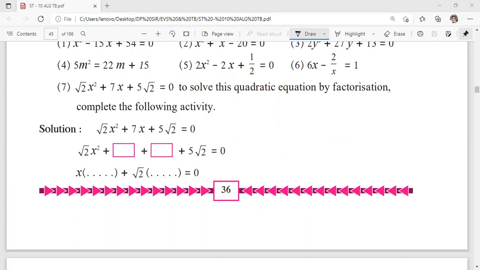Now pay attention on the screen. It is very easy. First thing, you just need to find out the proper factors. Now in this case, here it's going to be root 2 into root 2. Look at the question very carefully. This is our question. So our question is root 2x square plus 7x. So here it's going to be, pay attention, root 2 into 5 root 2.